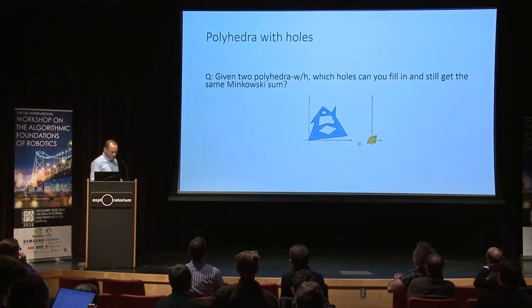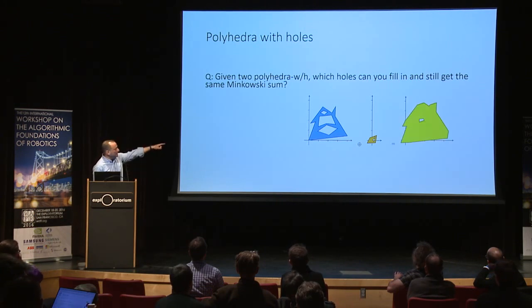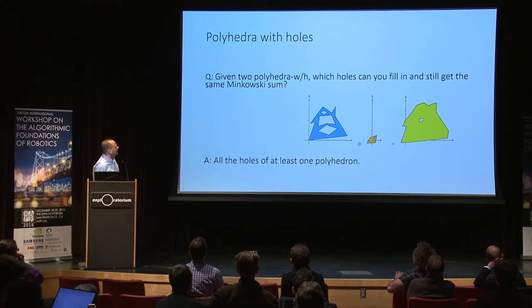Or let's look at the simpler example. You have these two polygons, one has 3 holes and one has 2 holes. And I tell you that you can get rid of some of the holes. Not of all of them. There are still holes that will show up in the final sum, but you can get rid of some of them. And what we have recently shown is that you can always get rid of all the holes of at least one polytope. And this turns out to be an effective filter.